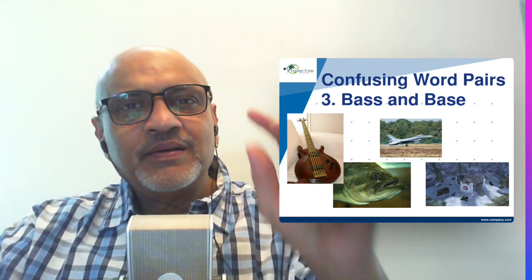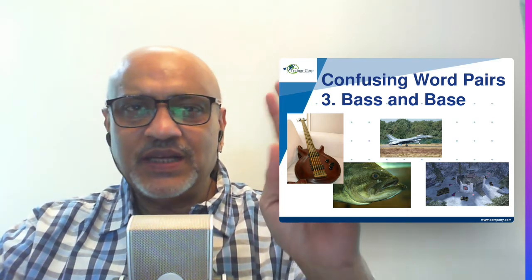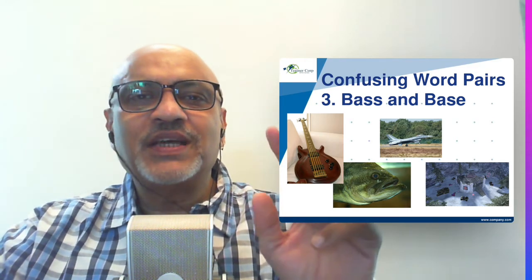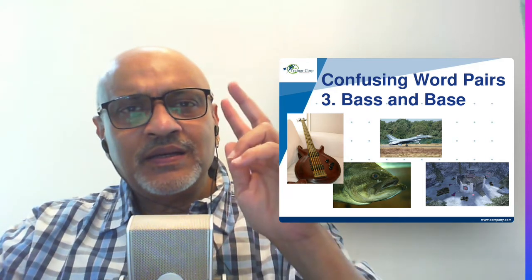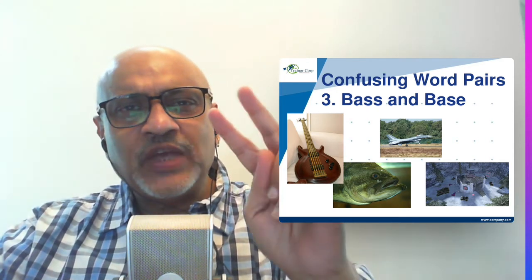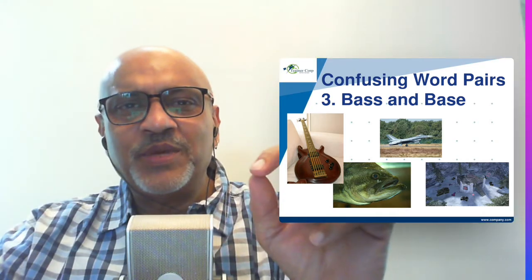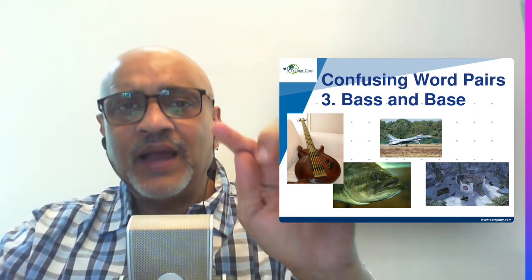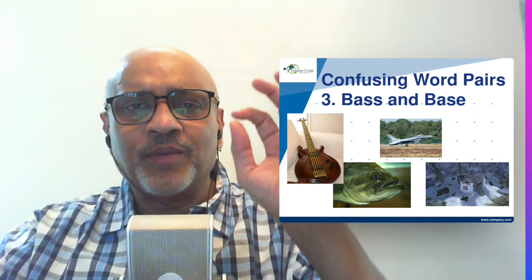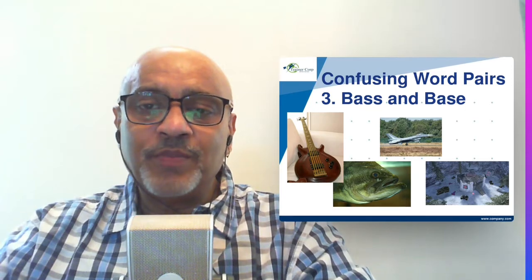Today I've got another confusing word pair for you. This word pair is spelled differently, BASS and BASE. These are the two spellings, but the pronunciation is the same: base. And in the case of BASS, there are two things that belong to the meaning of BASS, and they are pronounced differently. I'll tell you about that also. But otherwise, we are talking about bass and base, which are both pronounced the same but have a different meaning.